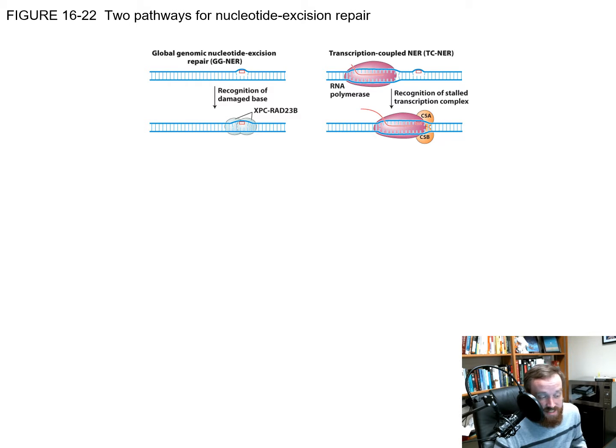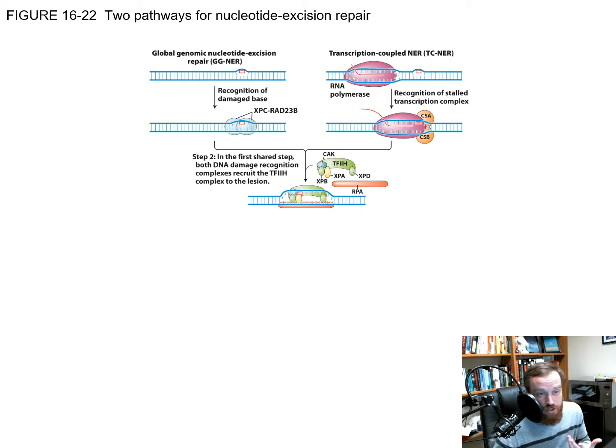In TCNER, remember RNA polymerase is transcribing this gene, and a mutation could be recognized in a gene that's already been transcribed and not going through replication. So RNA polymerase is going to run into this bubble when it's transcribing a gene, and it's going to stall because there's a bump in the railroad track, so to speak. RNA polymerase is going to stop and be hung up on that bubble.